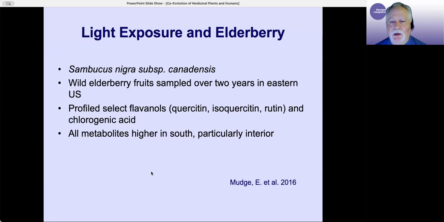It could be that in the interior, you don't get the winds coming off of an ocean setting. Temperatures might have been slightly higher, so there may be some temperature element as well. So simple things like light exposure can release these different types of flavonols that protect the plant from light damage, from UV damage.